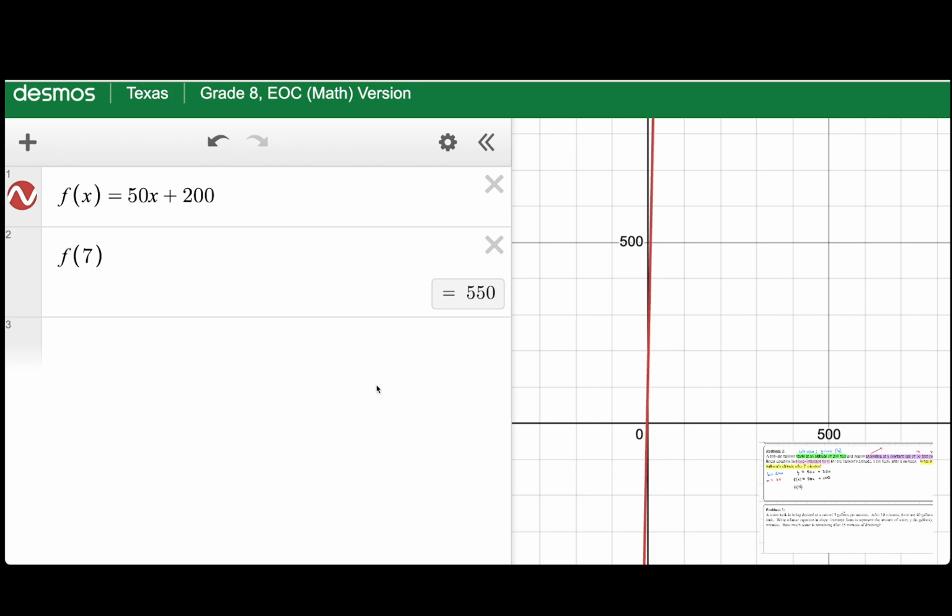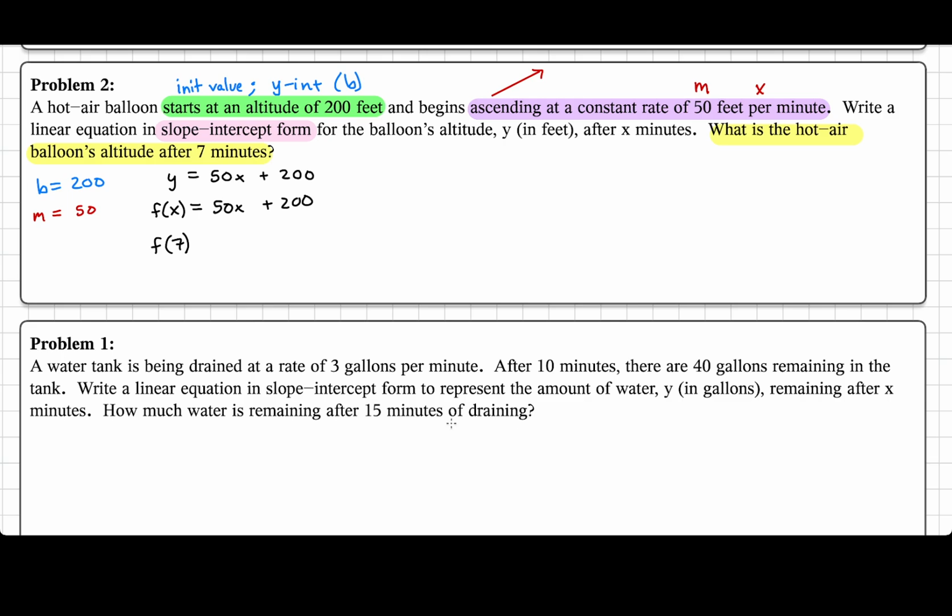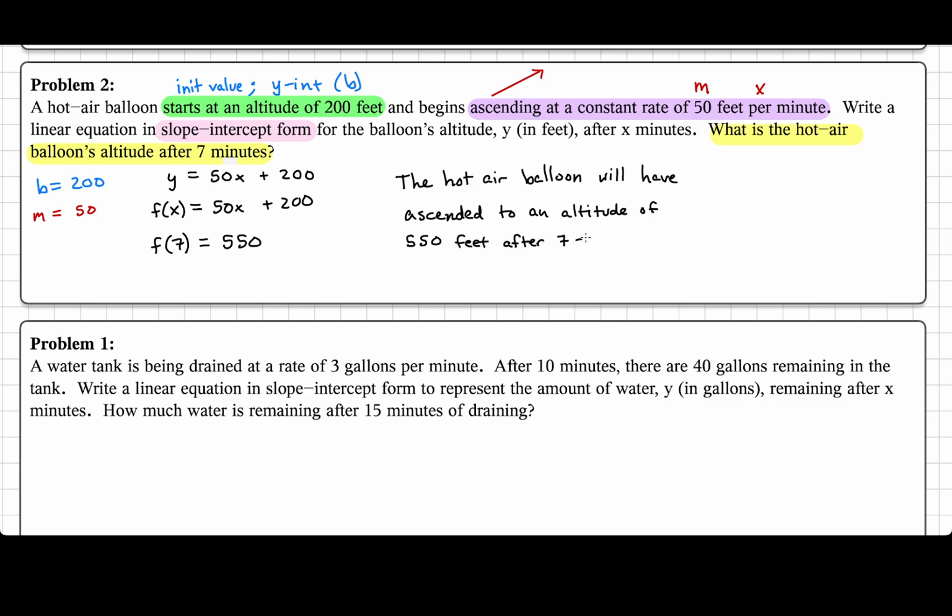And there you have it. So f of 7 is equal to 550. And what that means is the hot air balloon will have ascended to an altitude of 550 feet after 7 minutes.